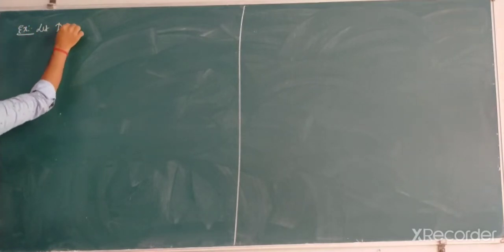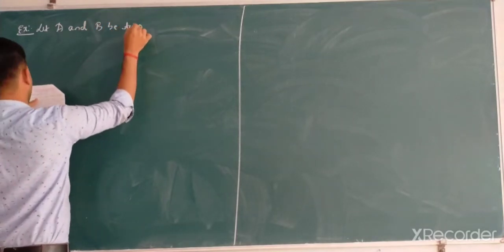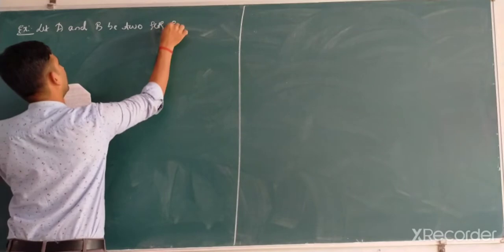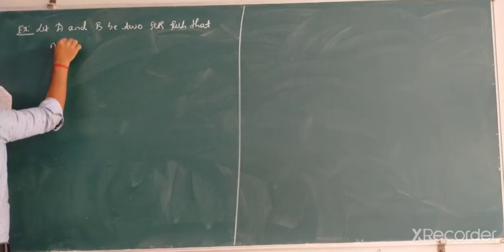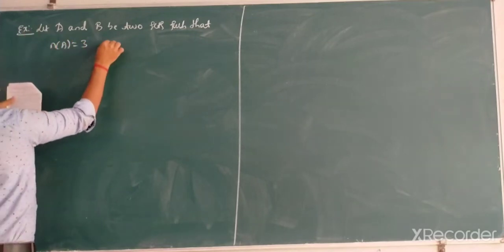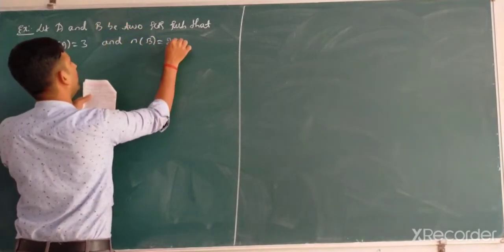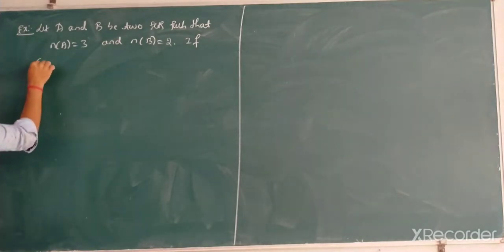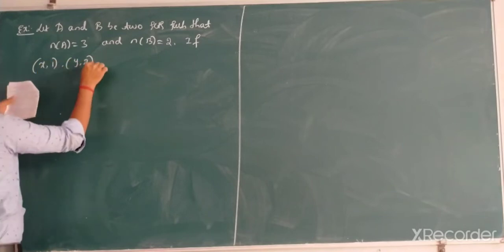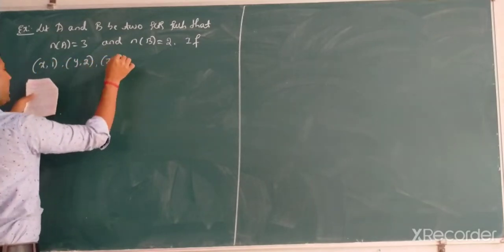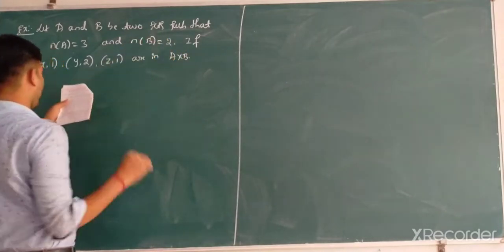Example. Let A and B be two sets such that n of A is equal to 3, n of B is equal to 2. If (x, 1), (y, 2), (z, 1) are in A cross B.